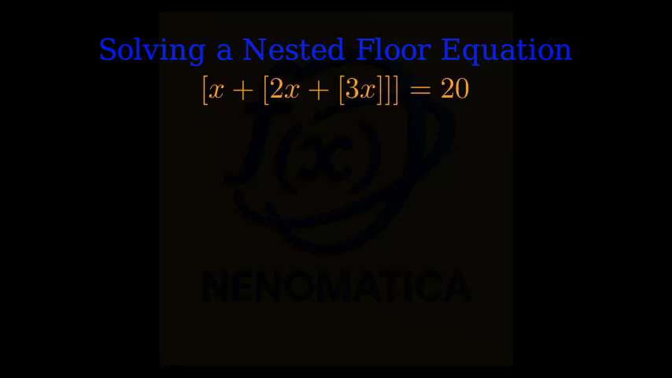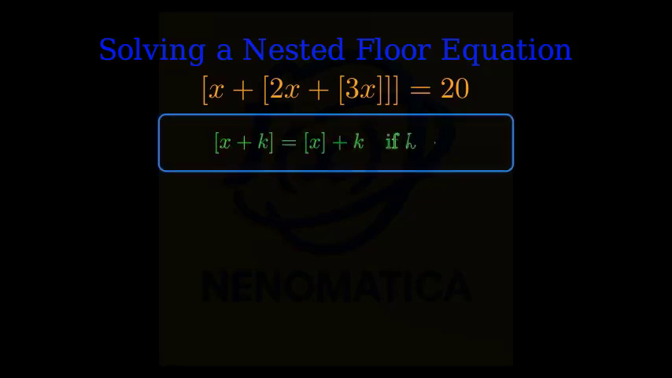We will simplify, split x into its integer and fractional parts, narrow the possible cases, and then find the full solution set for x. Step 1. Use the key property. The floor of x plus k equals the floor of x plus k whenever k is an integer. Because the floor of 2x plus the floor of 3x is an integer, we can pull it out of the outer floor. So the equation becomes the floor of x plus the floor of 2x plus the floor of 3x equals 20.